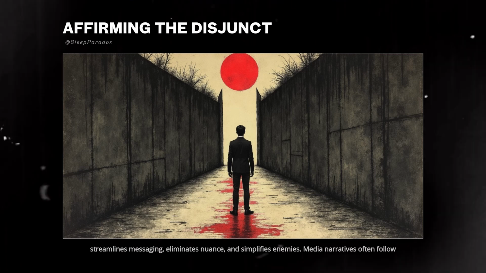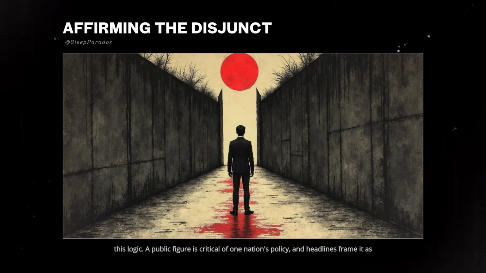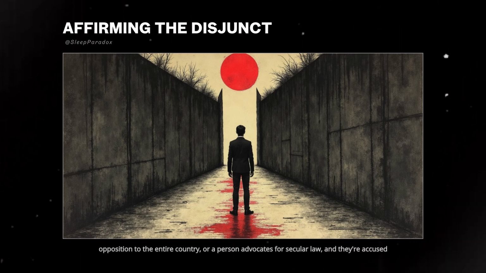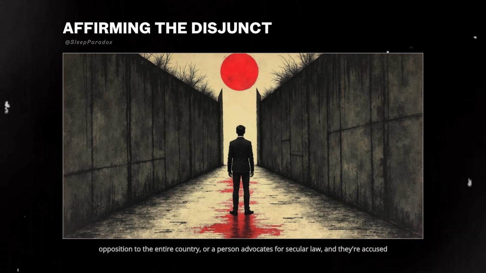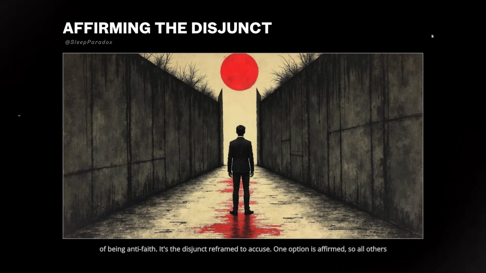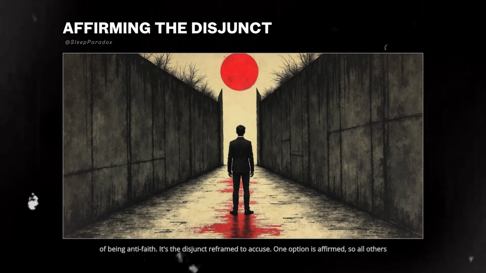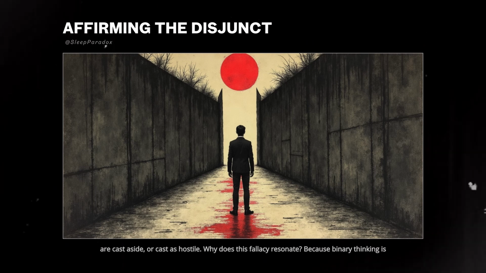Media narratives often follow this logic. A public figure is critical of one nation's policy, and headlines frame it as opposition to the entire country. Or, a person advocates for secular law, and they're accused of being anti-faith. It's the disjunct reframed to accuse. One option is affirmed, so all others are cast aside, or cast as hostile.